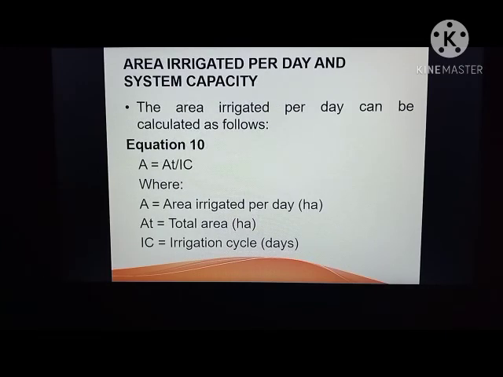Next is the area irrigated per day and system capacity. The area irrigated per day can be calculated as follows. A is equal to AT over IC. A is equal to area irrigated per day, AT is equal to the total area, and IC is equal to irrigation cycle in days.